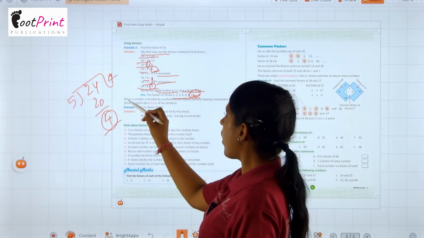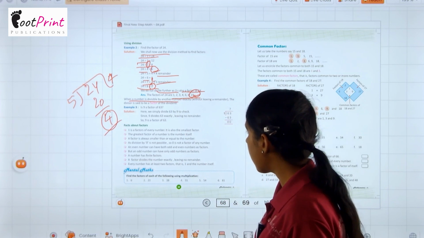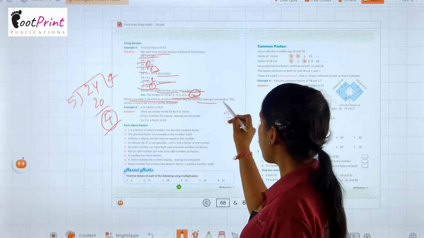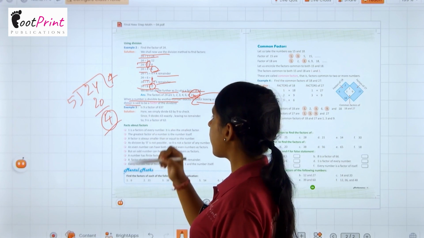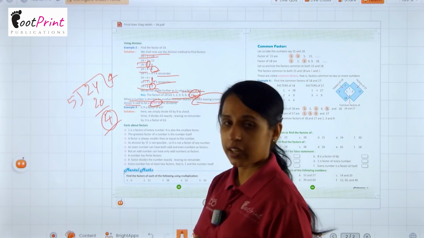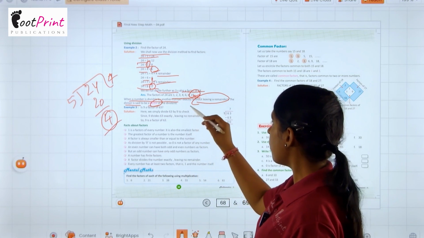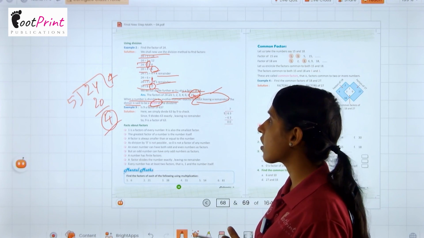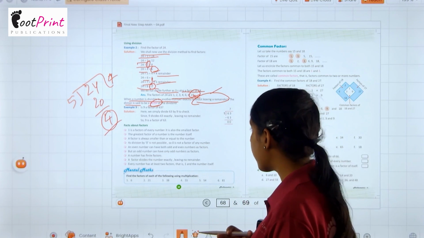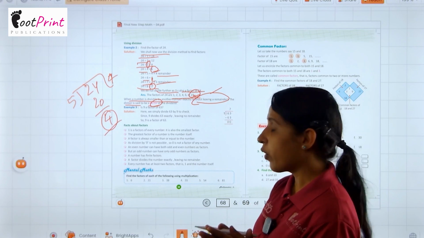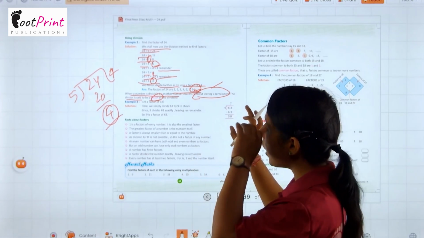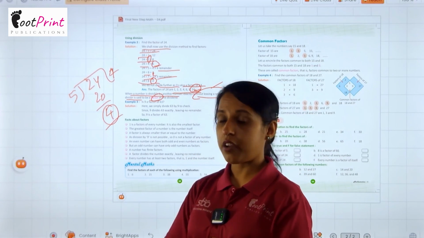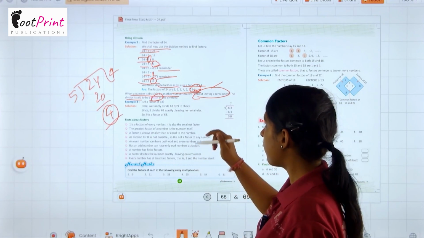Okay, so when a number is divisible by another number exactly without leaving a remainder, it means we can say that the divisor is said to be a factor of the dividend. Okay, तो जब हम किसी नंबर को डिवाइड कर रहे हैं और वो एग्जैक्टली डिवाइड हो रहा है जिसमें कोई भी रिमाइंडर नहीं बच रहा, तो हम बोल सकते हैं कि जो डिवाइजर है वो फैक्टर है डिविडेंड का.